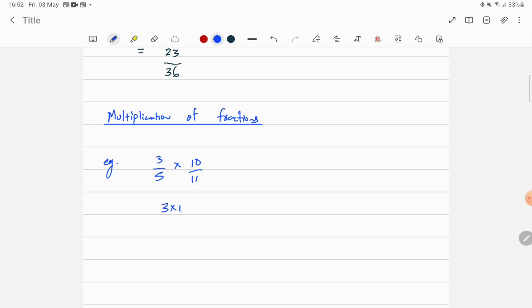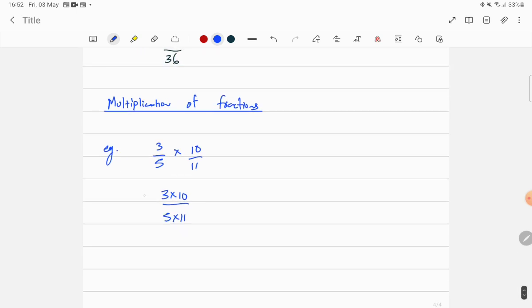It's just 3 times 10 at the top and 5 times 11 at the bottom, and then you would get 30 over 55. And then to get this in its simplest form, we can just divide the top by 5, divide the bottom by 5, and we would get 6 over 11. So that's a nice, quick, easy way when it comes to multiplication of fractions.